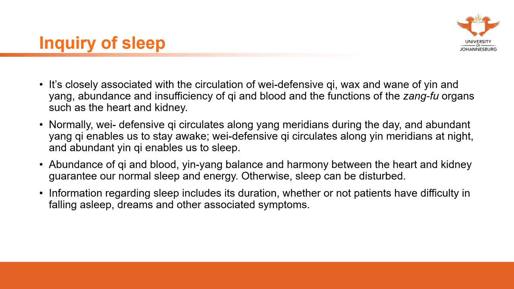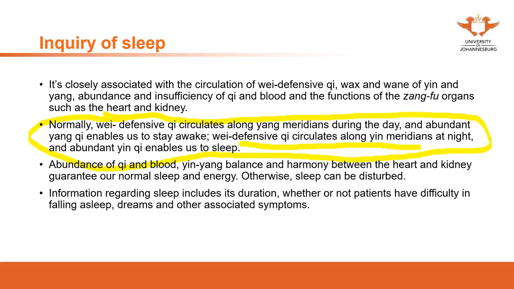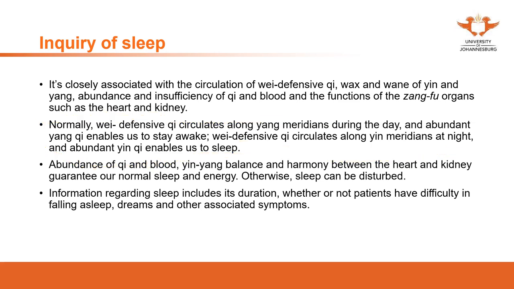So for sleeping, Huang Di Nei Jing described the normal sleep. Why we are awake and why we sleep at night is because normally Wei defensive qi circulates in the Yang meridian during the day. During the night, Wei defensive qi circulates in the Yin meridian. So during the day, the Wei defensive qi moves to the superficial into the Yang meridian. That's how we explain why we are awake. And at night, the Wei defensive qi moves into the Yin meridian. That's why we sleep. So that's how we understand from our theories why we sleep.